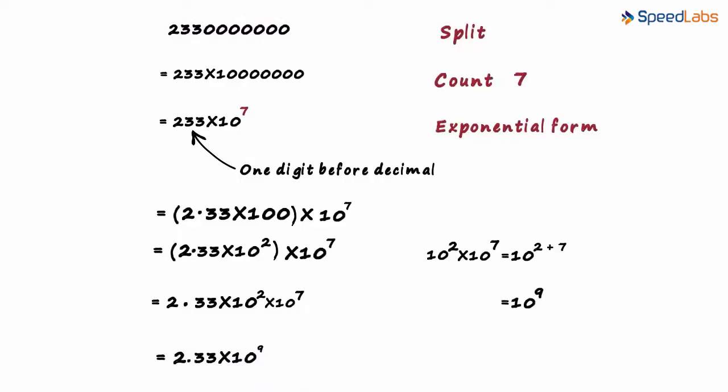So the basic steps are very simple. We split the zeros, we count the number of zeros and write it in exponential form. And we make sure that this number here, which comes before the powers of 10, has just one digit before the decimal point.